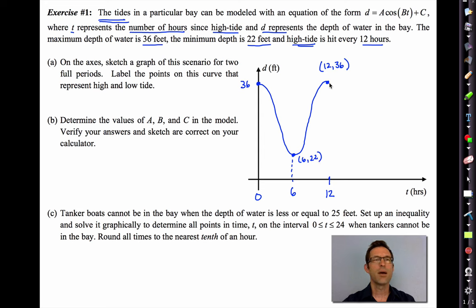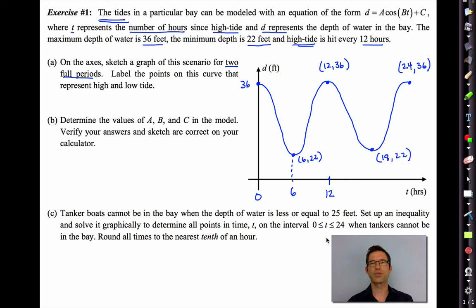Now it says 2 full periods. This is only 1 full period. So here's 2 full periods. What point is this? Well, that would be 12 hours later. That would be at (24, 36). And this would be at 6 hours after that. That would be at (18, 22). So there it is. There's our sketch.